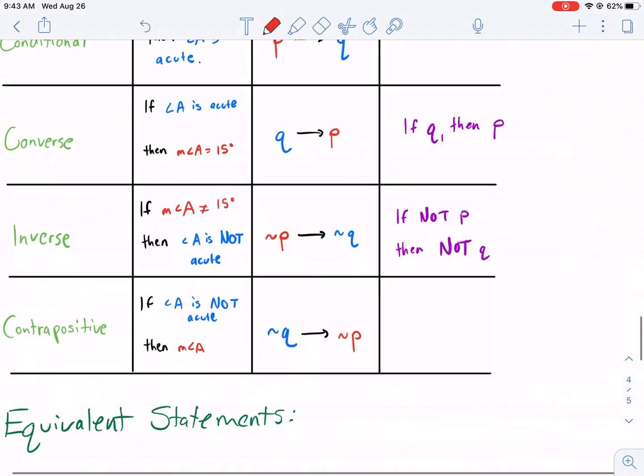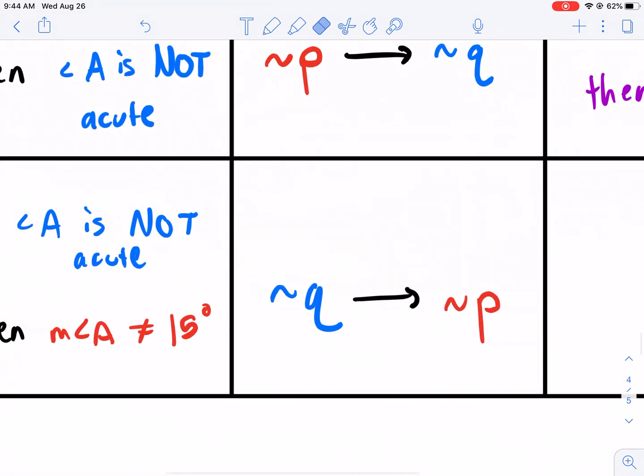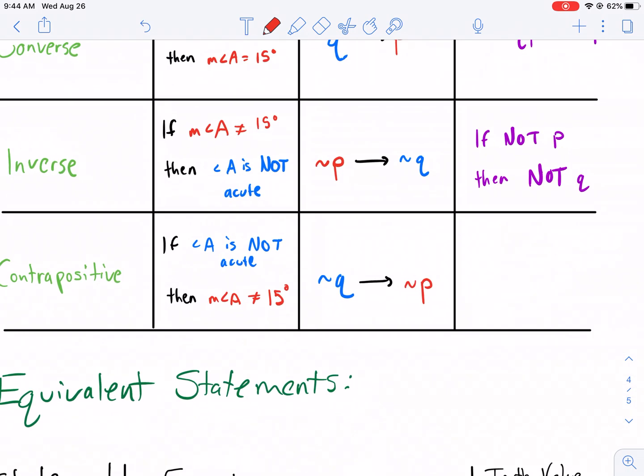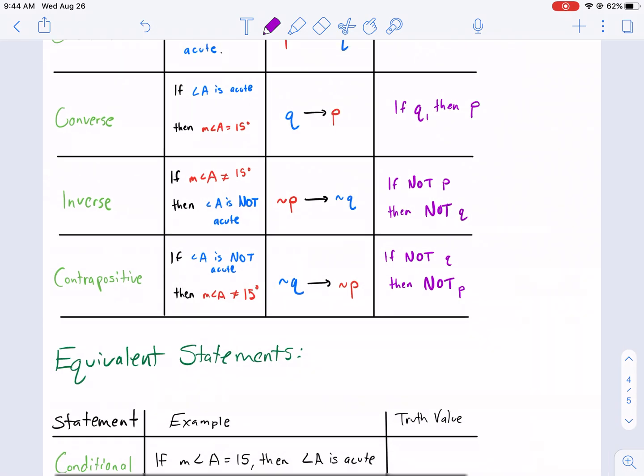It's kind of important to know, but it's not make or break. You can still understand that it's 15 or not 15 degrees, but I just wanted to give you a heads up what that m meant: the measure. Okay, so then measure of angle A is not 15 degrees. And how do we write this? Well, since Q is in the first slot, it's if not Q, then not P.